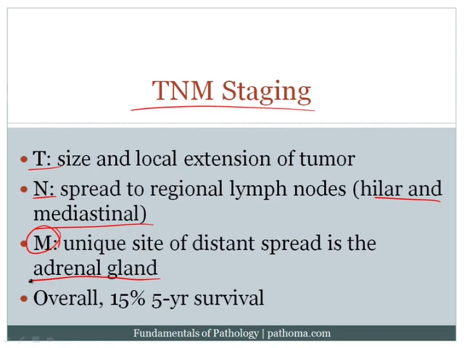The overall 5-year survival for lung cancer is fairly poor, and that's because it presents so late in the course. Any cancer that presents late in the course will often have a very poor survival. And of course, we do not have effective screening methods for lung cancer, which is one reason why it presents so late in the course.